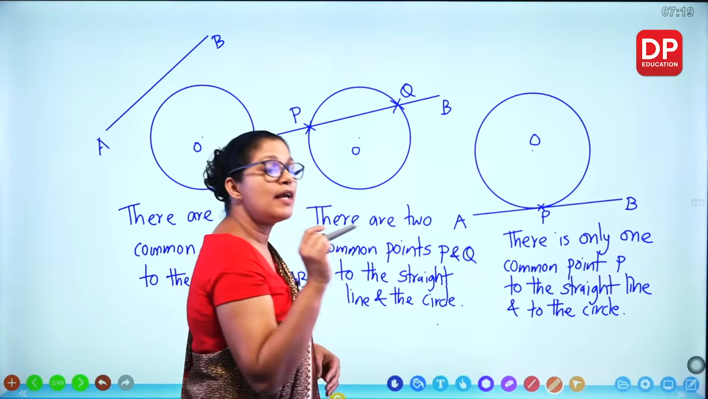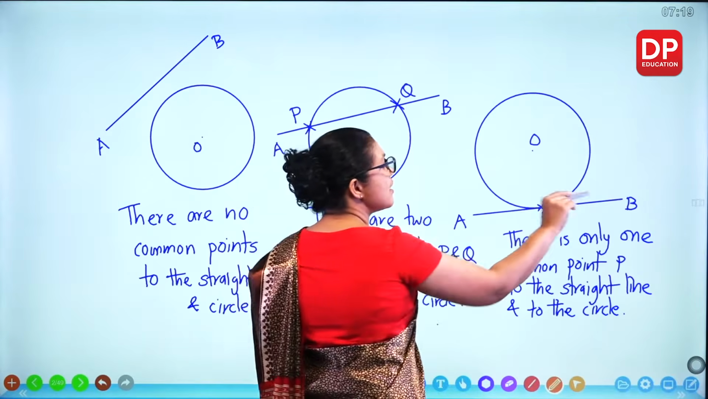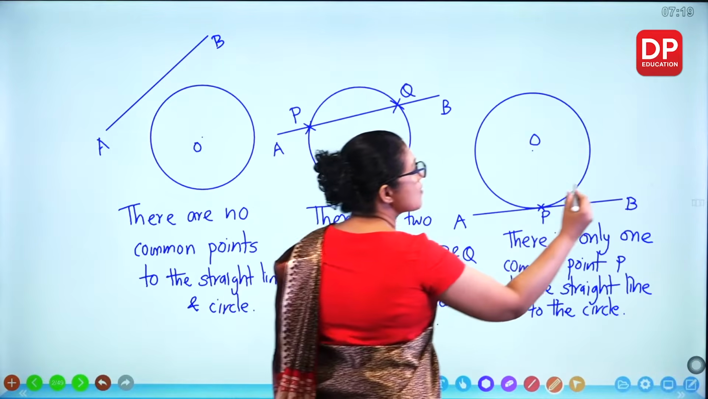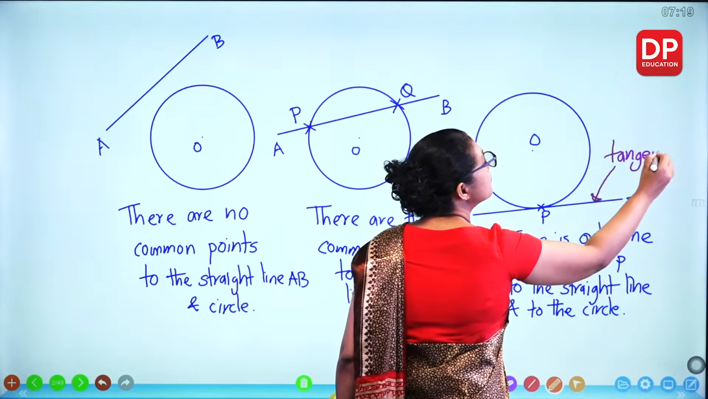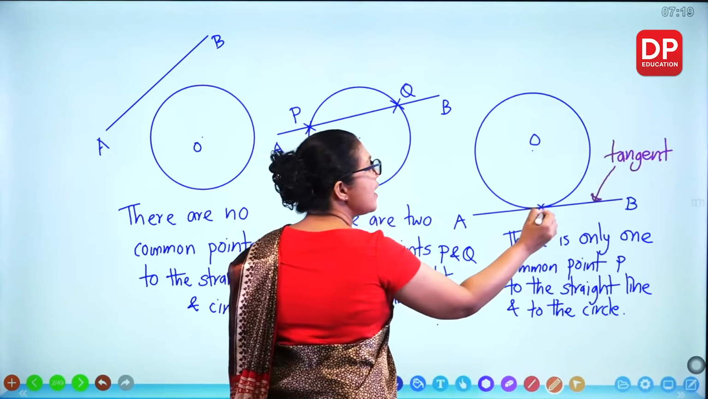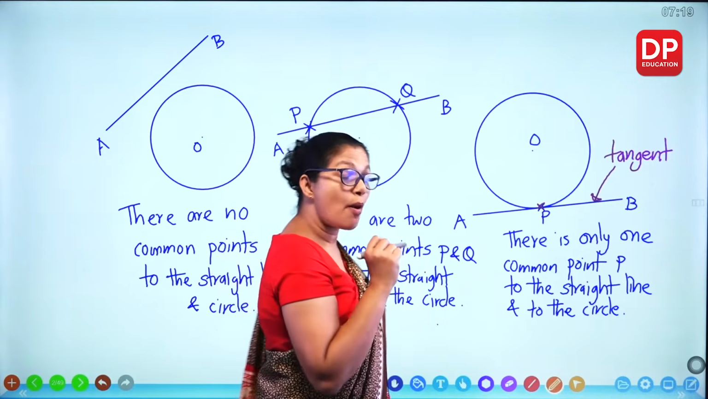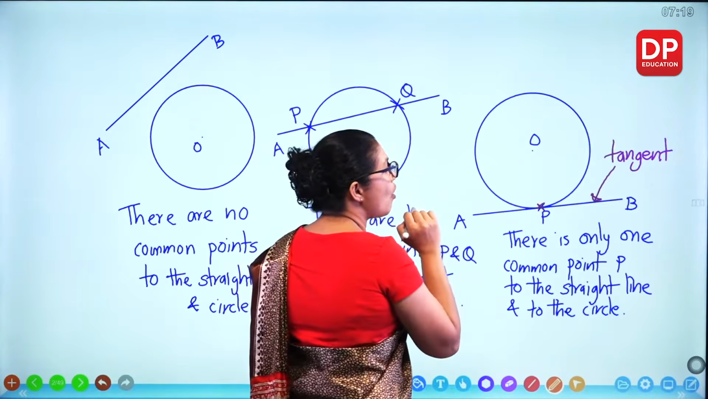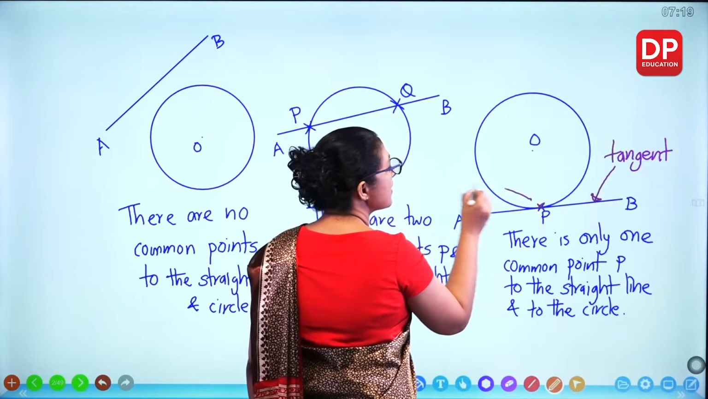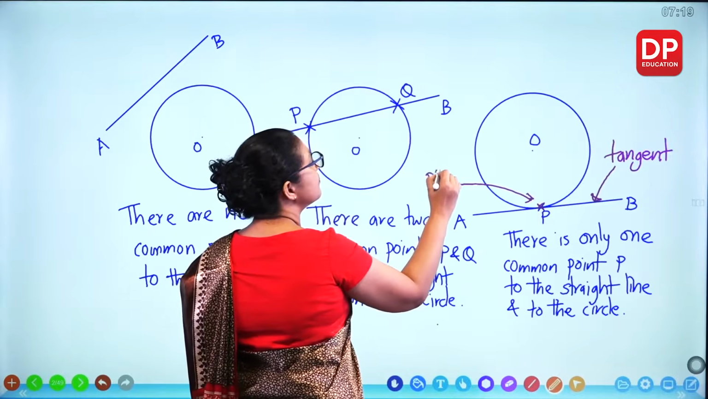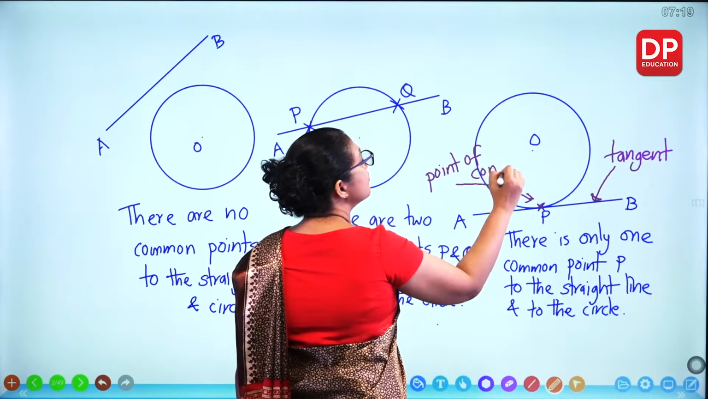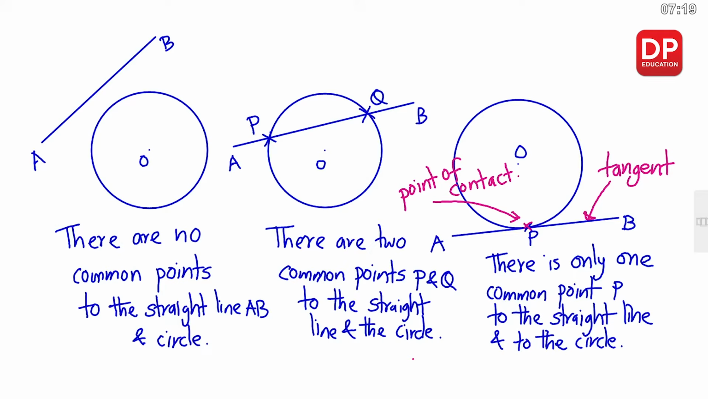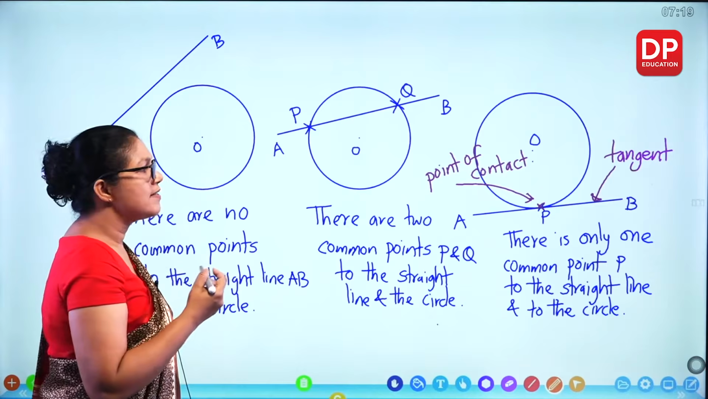So in this lesson, we are talking about these tangent lines. So this line we call tangent. And the common point, here we call point of contact. Now we'll see what are the theorems related to these tangents.